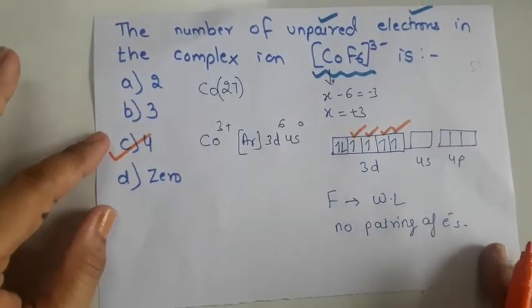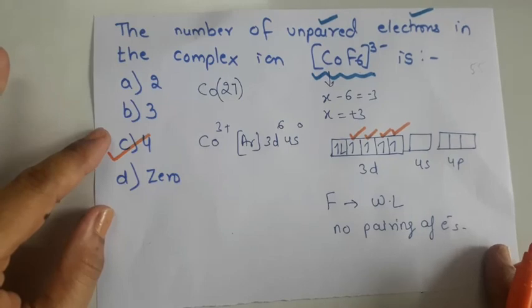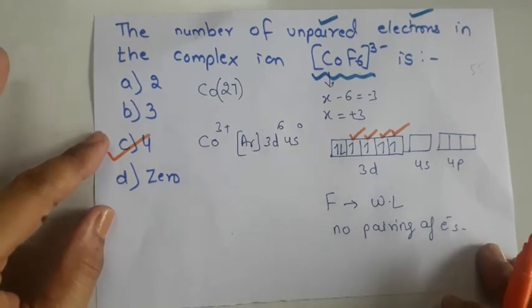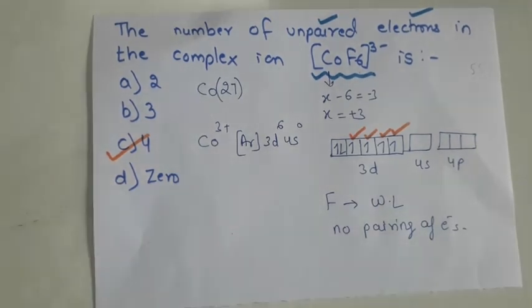I hope you have understood this video wherein I have discussed hybridization, geometry, how to calculate the number of unpaired electrons, how to identify paramagnetic and diamagnetic compounds.